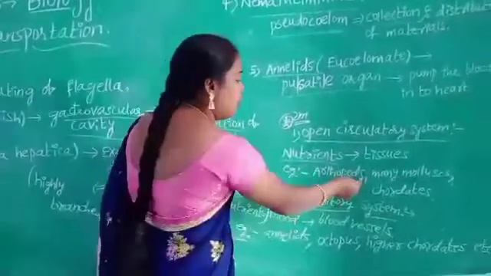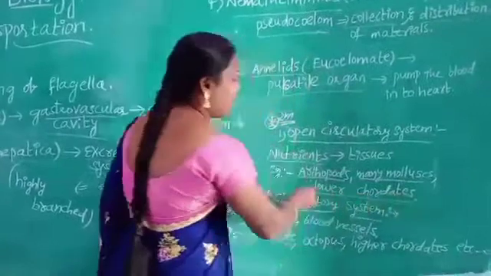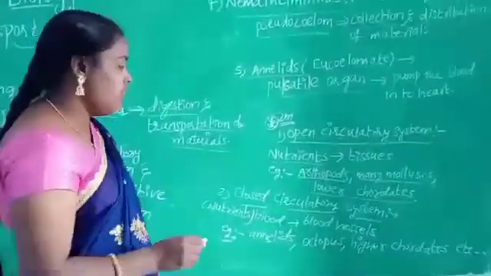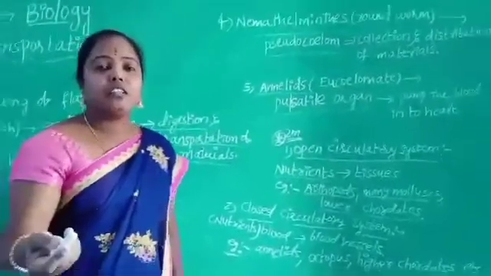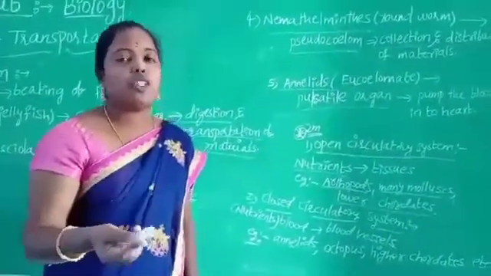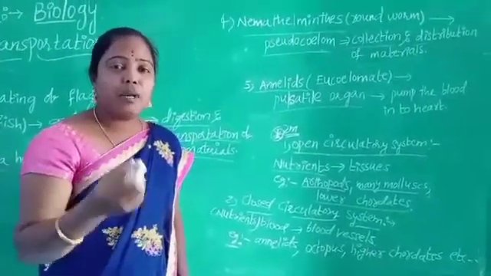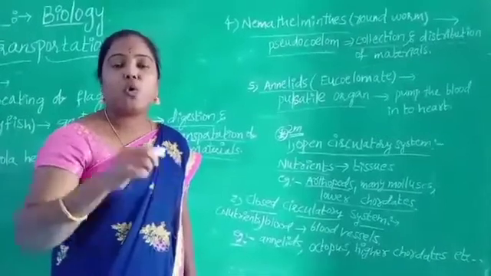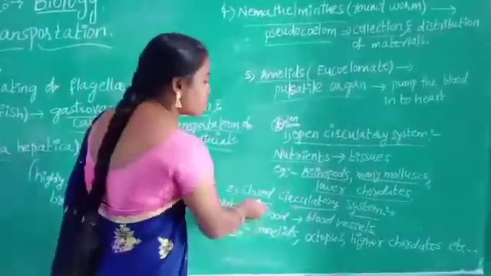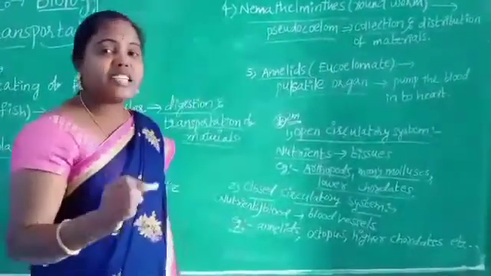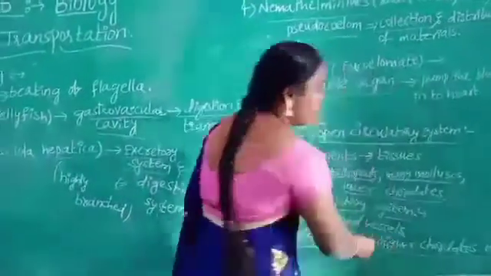For example, arthropods, many mollusca and lower chordates. If the nutrients are transported through the blood, children, we know that the blood flows only in the blood vessels. If the blood transports nutrients only in the blood vessels, such a type of system is called a closed circulatory system. For example, annelids, octopus and higher chordates.